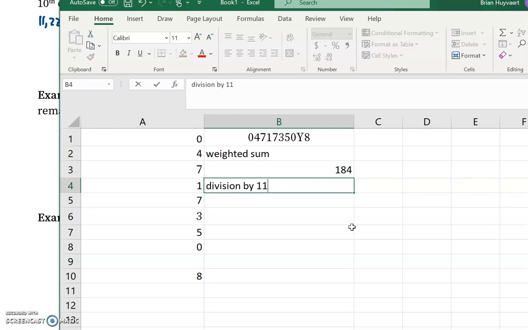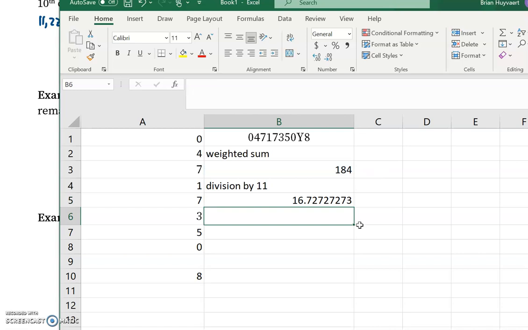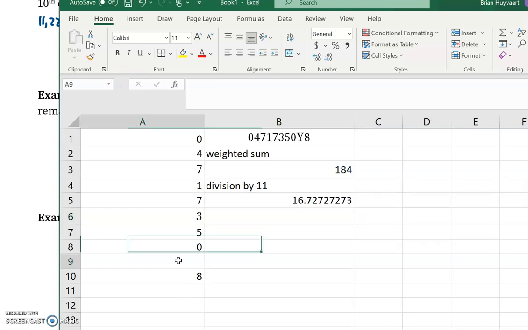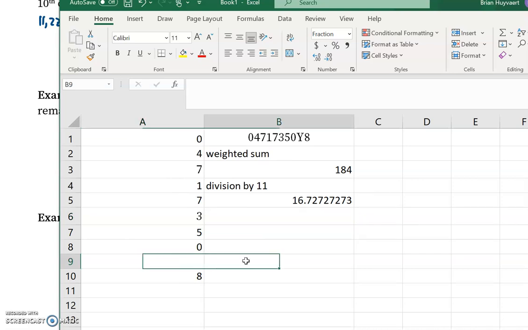Let's do division by 11. So we're going to take, let's say, equals this number divided by 11. Now, if this is a whole number, that means our number here is valid. So here's what we can do. I'm not sure what y is supposed to be, so this is supposed to be y.